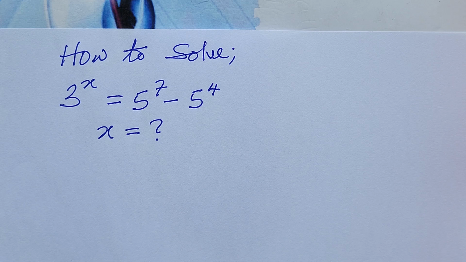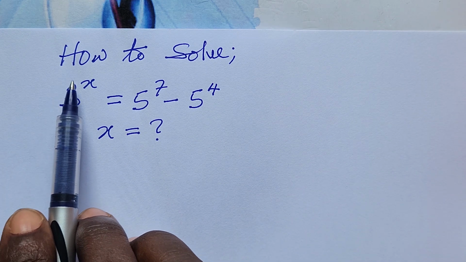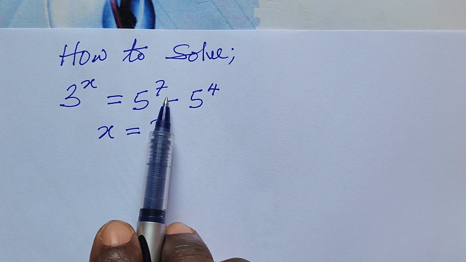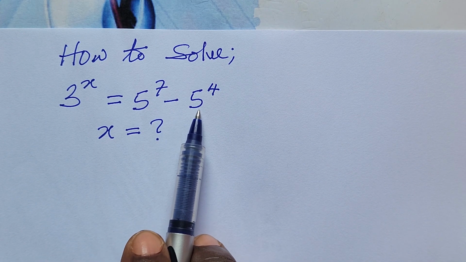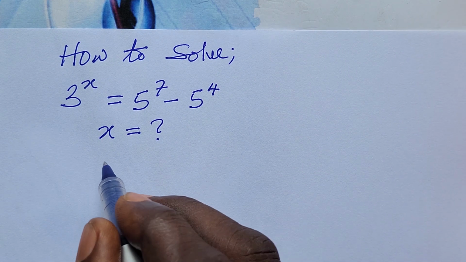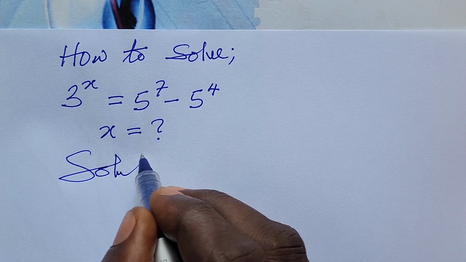Today we have this exponential challenge before us here. The question is how to solve 3 to the power of x equal to 5 to the power of 7 minus 5 to the power of 4. What then is the value of x? So if you're new here, this is my progress. Let's take our solutions.